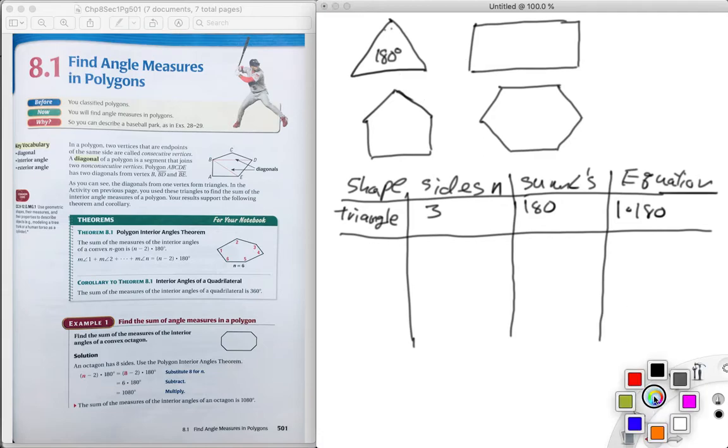If I look at a rectangle, I can create a diagonal within the rectangle such that I have 2 triangles. If I only drew one diagonal to connect these 2 guys, that does not intersect. Diagonals cannot intersect, so I can only draw one diagonal. I would have 2 triangles, and I have 2 triangles that are both 180 degrees.